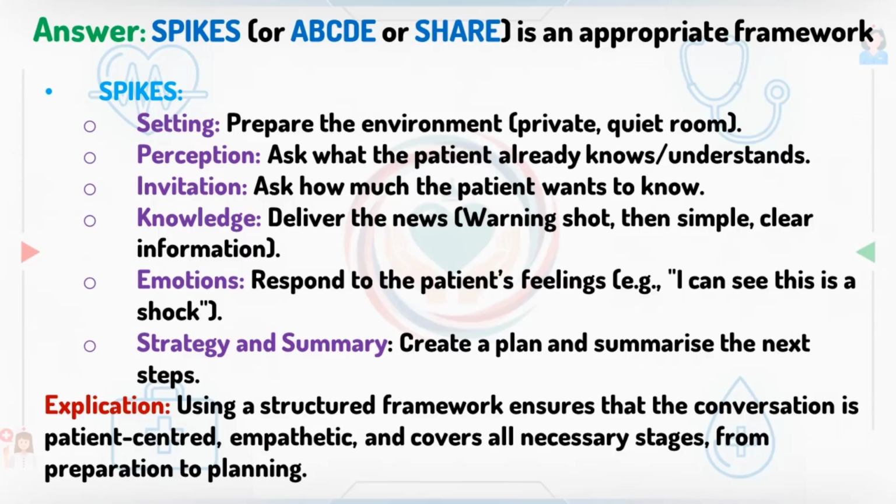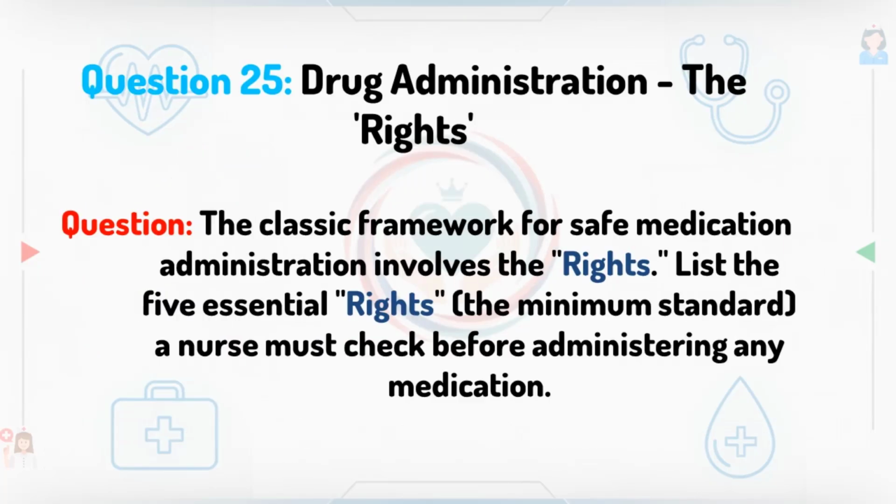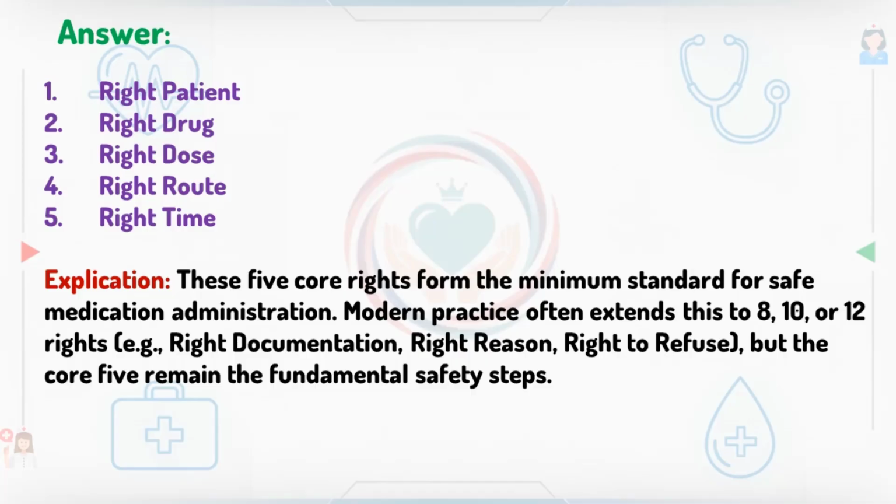Explication: using a structured framework ensures that the conversation is patient-centered, empathetic, and covers all necessary stages, from preparation to planning. Question 25. Drug administration. The rights. List the 5 essential rights, the minimum standard, a nurse must check before administering any medication. Right patient, right drug, right dose, right route, right time.